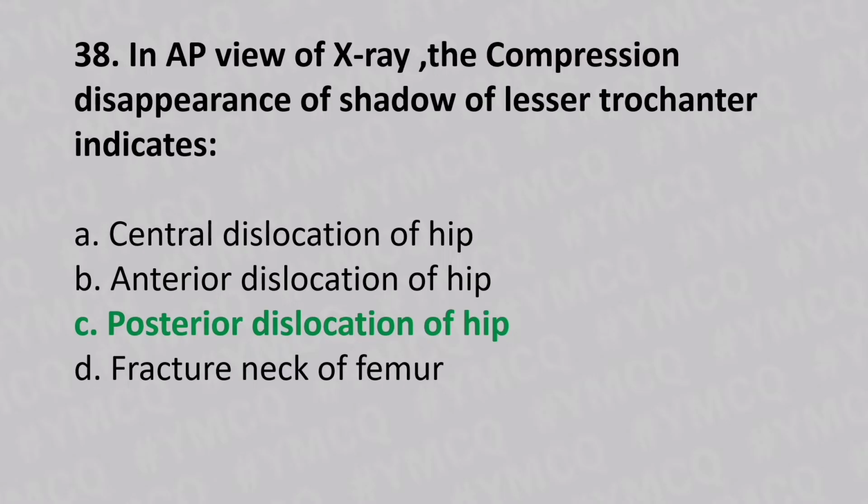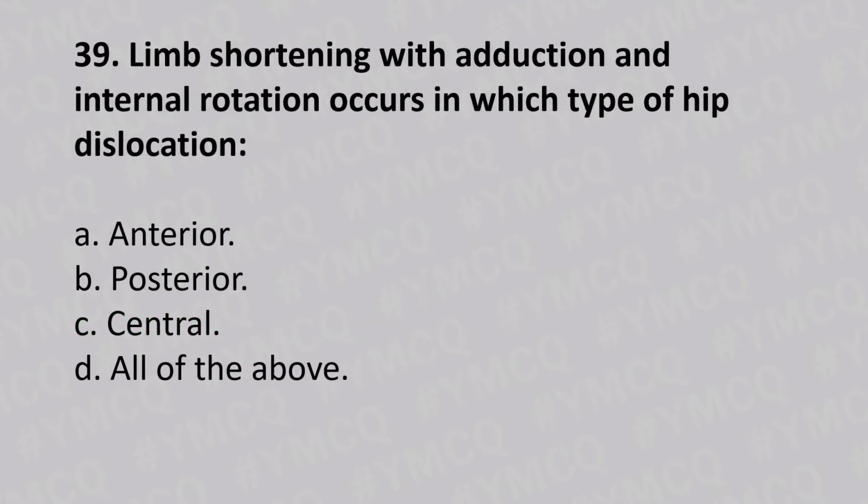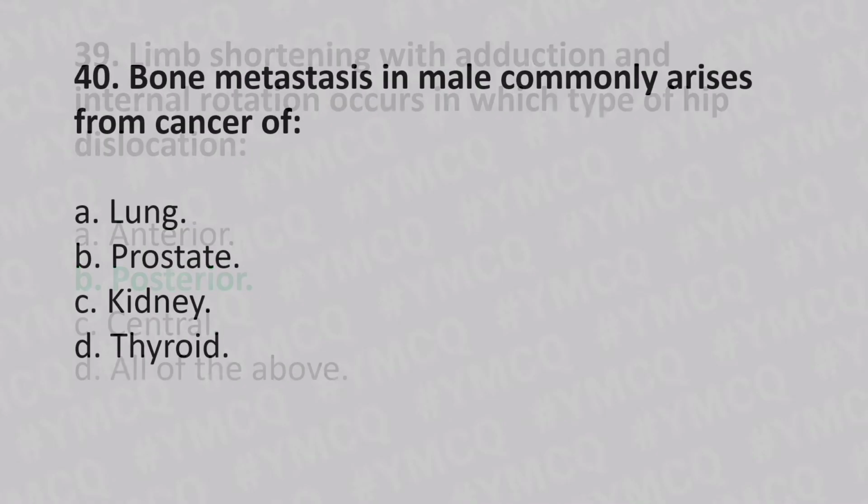Moving to our 39th question. Limb shortening with adduction and internal rotation occurs in which type of hip dislocation? Option A, anterior. Option B, posterior. Option C, central. Option D, all of the above. And the answer is option B, posterior.